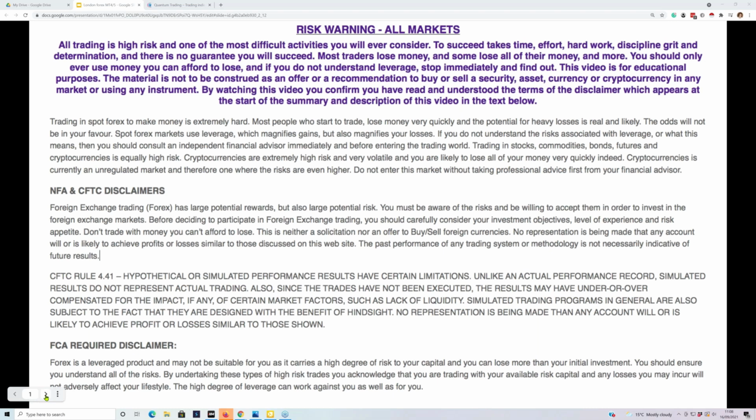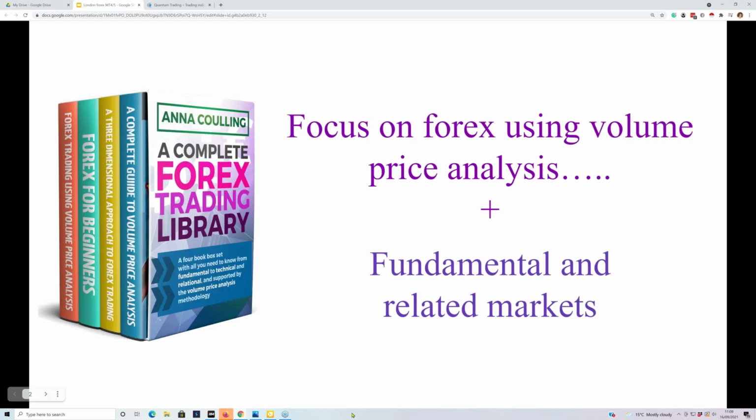As always, we will be looking at the charts and the markets, the forex markets, through the prism of volume price analysis, and we'll also be looking at the fundamentals and the related markets and putting it all together to tell us what is happening, but more important, what is likely to be happening next.